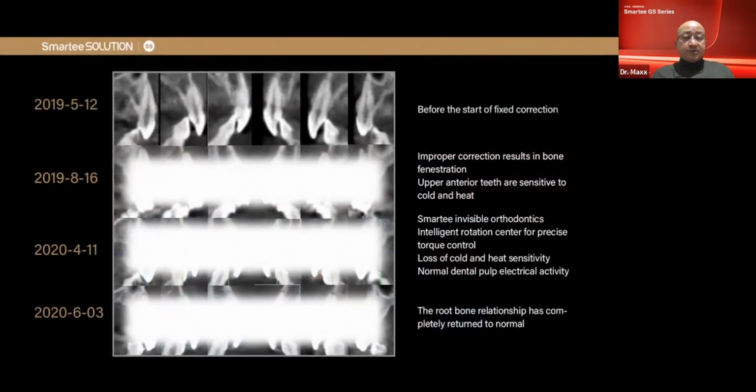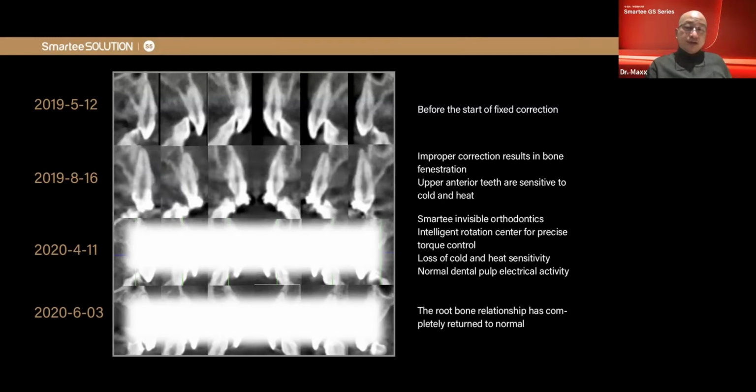Let's take a look at the result. This first slide is before starting fixed orthodontics. The bone and root relationship is quite good. And after 3 months of fixed braces, anterior teeth are quite sensitive to cold and heat. The roots broke out from the bone. And then I gave her Smartee S5 treatment.